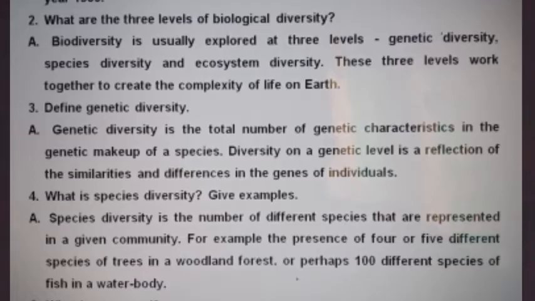Now moving on to the fourth question. What is species diversity? Give examples. Answer. Species diversity is the number of different species that are represented in a given community. For example, the presence of 4 or 5 different species of trees in a woodland forest, or perhaps 100 different species of fish in a water body.